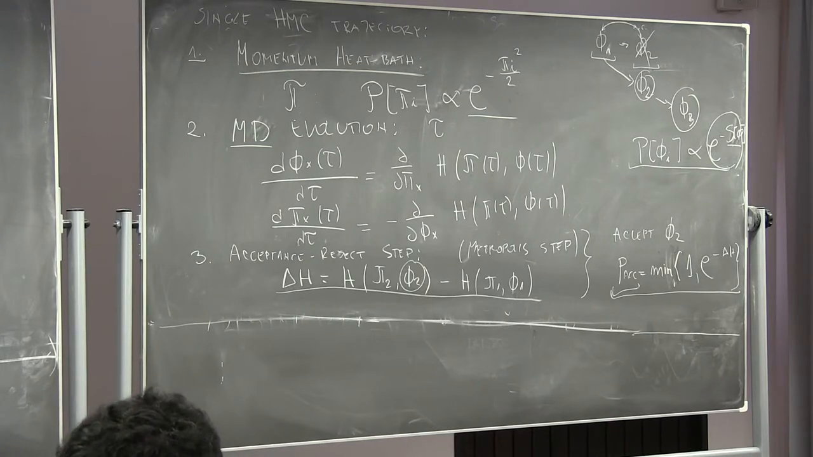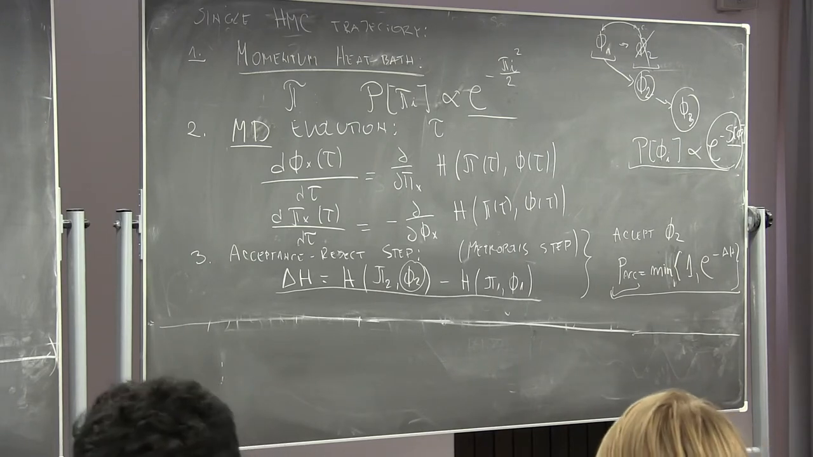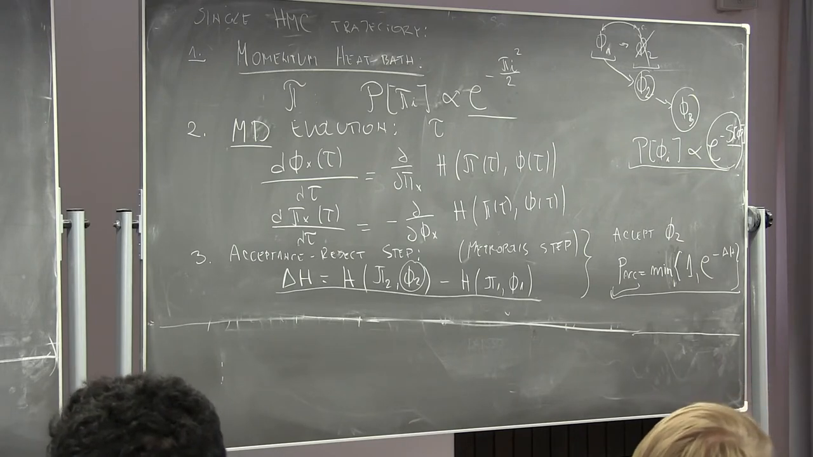Sorry, why is the acceptance probability asymmetric in the sign of delta H? So instead of taking the absolute value, you have a cutoff for a negative. So why would you immediately accept if it's negative?